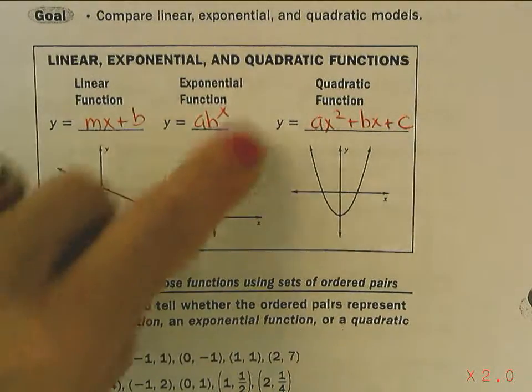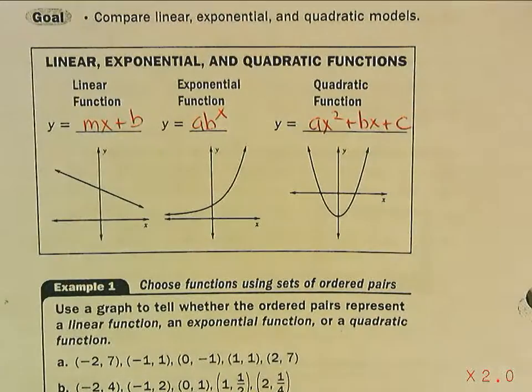An exponential function is curved, and you remember that the function is y equals ab to the x. And the quadratic function we just did, and it's y equals ax squared plus bx plus c. So if it graphs to be a straight line, you know it's linear. If it graphs to be a curved line, you know it's exponential. And if it's a u, you know it's a quadratic.